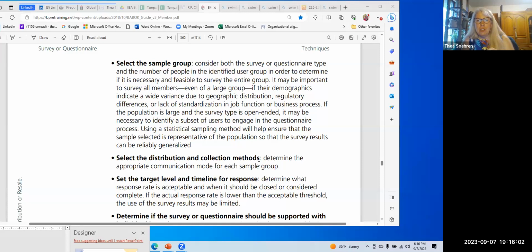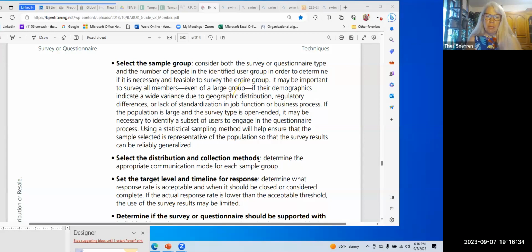If the population is large and the survey type is open-ended, it may be necessary to identify a subset of users in order to engage the questionnaire process. It is very hard to gather up all the information from a large group of open-ended questions. Using a statistical sampling method will help ensure that the samples selected are representative of the population so the survey results can be reliably generalized.